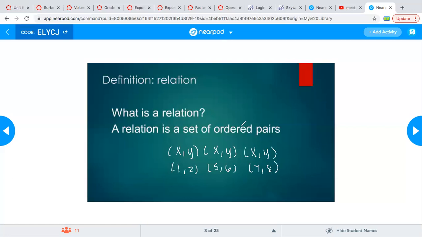So a relation is just a set of ordered pairs. Everything we do this year is a relation. The question today is, is that relation a function? Every graph we've seen, every table, every word problem, those are all relations. The question now is, are those relations functions?